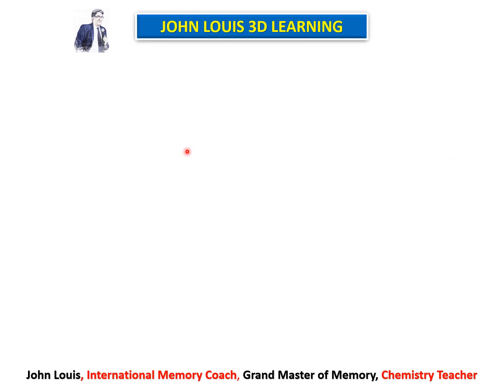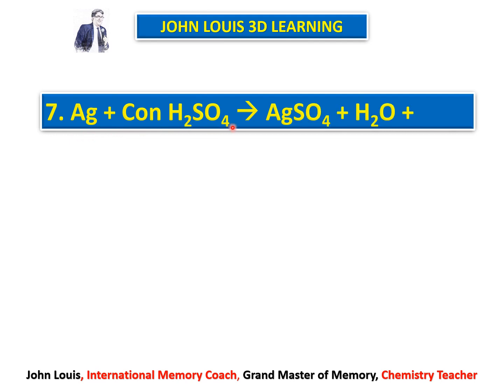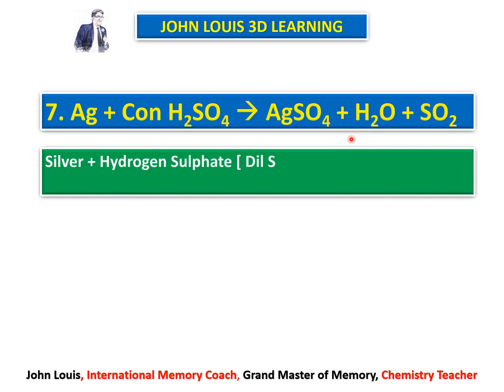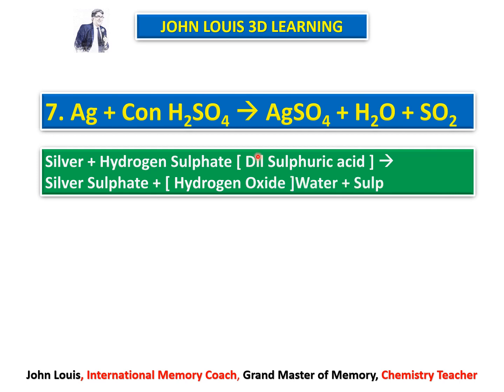Next one, Ag plus Con H2SO4 gives AgSO4 plus H2O plus SO2. What is Ag? Silver. Con H2SO4 is hydrogen sulfate or sulfuric acid. AgSO4 is silver sulfate. H2O is water. SO2 is sulfur dioxide. So silver plus hydrogen sulfate, here it should be concentrated sulfuric acid. It is not dilute. That gives silver sulfate plus hydrogen oxide, that is water, plus sulfur dioxide. So I made a mistake here. It is not dilute. It should be concentrated sulfuric acid, Con.